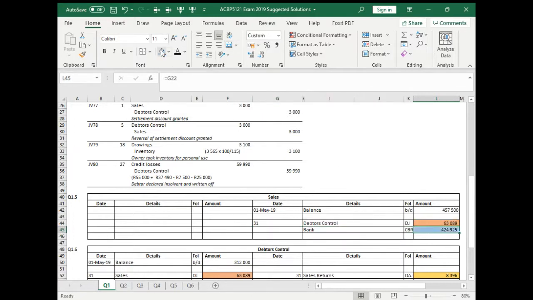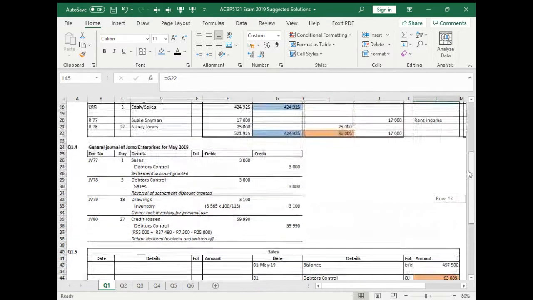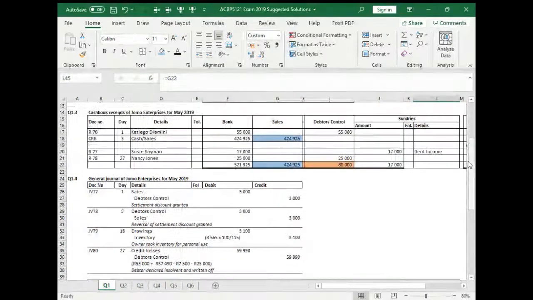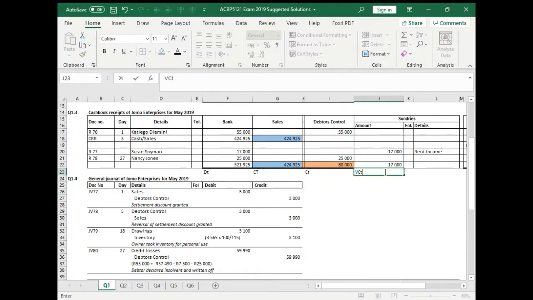And we capture the sales amount of 424,000, which comes out of our cash book receipts. Okay, now because it's cash, that will not be captured in your debtors control. It's only going to your sales account. So normally how this would be is we would debit bank, we would credit the sales account, we would credit debtors control, and then we would credit all the other accounts as well.